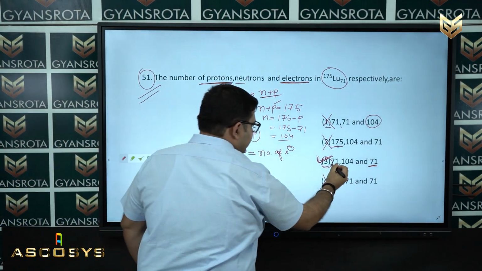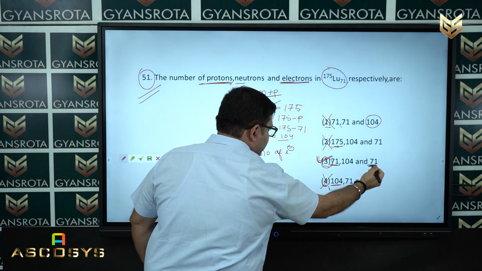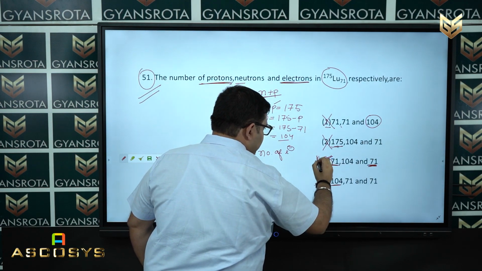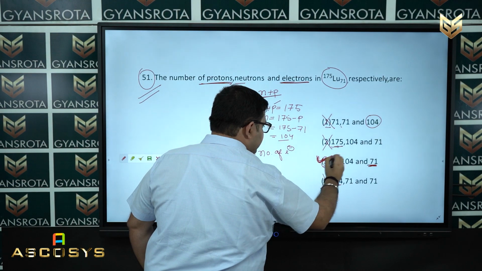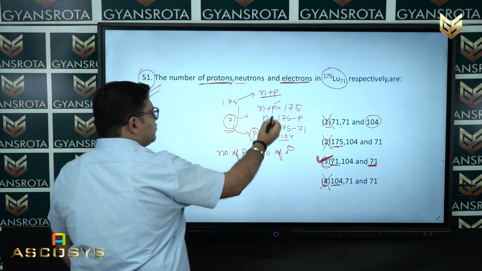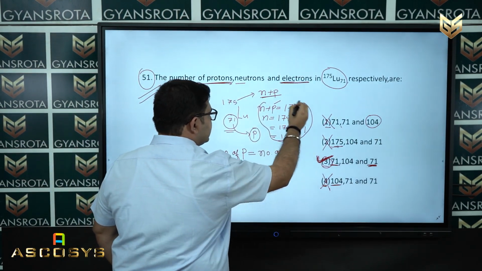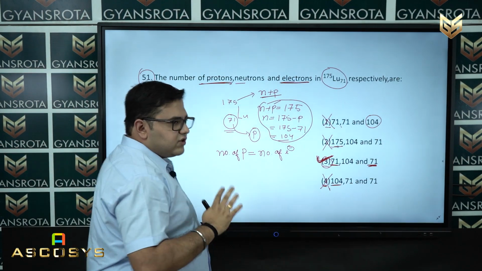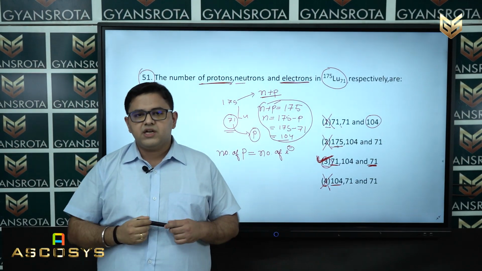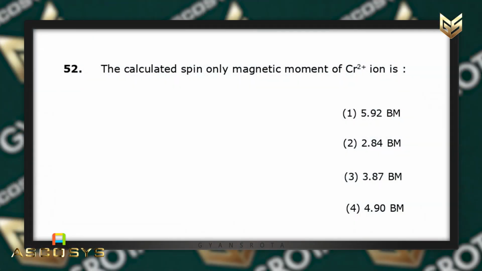Just check the number of protons and number of electrons. If these two match, you just have to tick the answer. Even if you do not know this part, you can easily solve the answer. So now we can move on to the next question, that is question number 52. Question number 52 is on your screen.